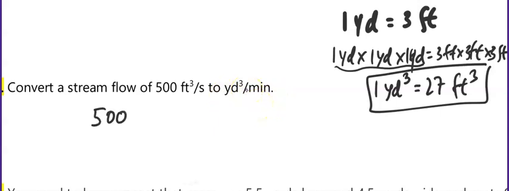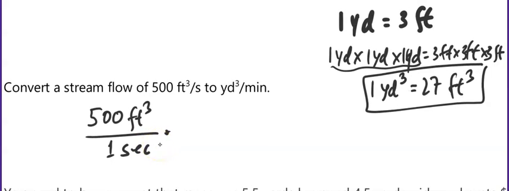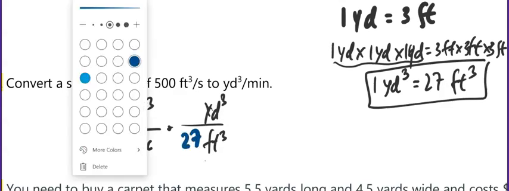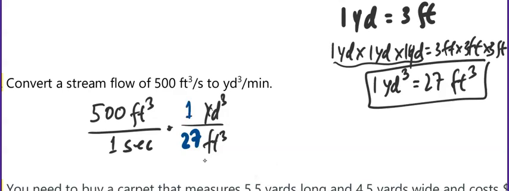So you start with 500 feet cubed divided by 1 second. That's the same as saying 500 feet cubed per second is 500 feet cubed divided by 1 second times. If you look at the equation here, 1 cubic yard equals 27 cubic feet. So I write cubic feet in the bottom because I want to cancel this cubic feet and I need the answer in cubic yards. So I put cubic feet in the bottom and cubic yard in the top. How many cubic feet? 27. How many cubic yards? 1. Now you see that cubic feet cancels.